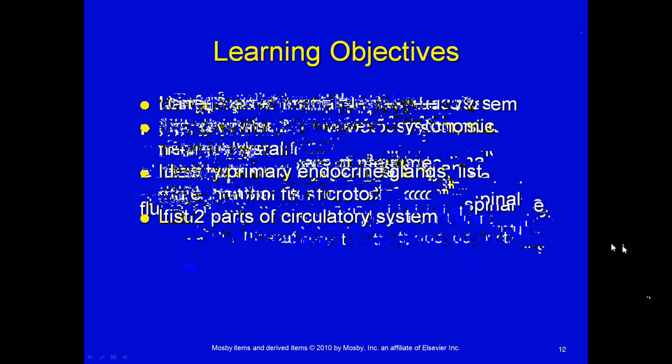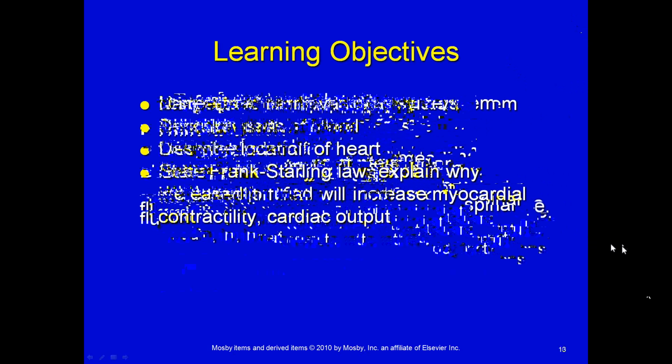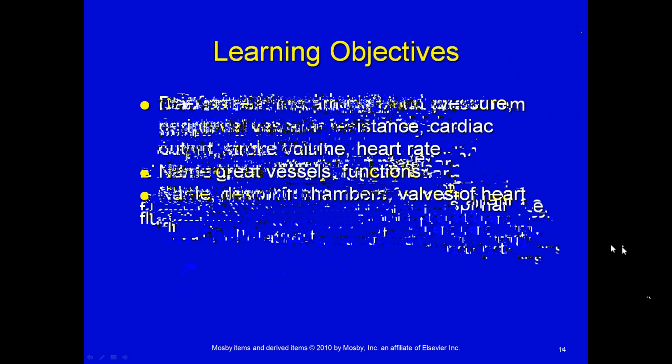We'll identify primary endocrine glands and list major hormones that are secreted by each of those glands, and list 2 parts of the circulatory system. We'll list parts of the cardiovascular system. We'll describe what makes up blood. We'll describe the location of the heart. We'll talk about Frank Starling's law and explain why increasing preload will increase myocardial contractility and cardiac output. We'll discuss the relations among blood pressure, peripheral vascular resistance, cardiac output, stroke volume, and heart rate.